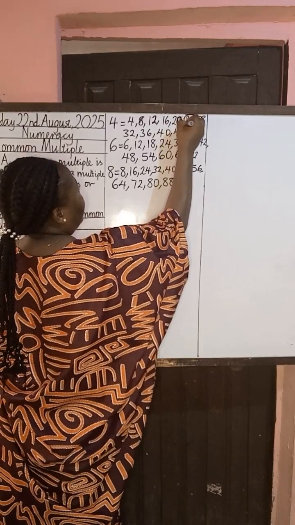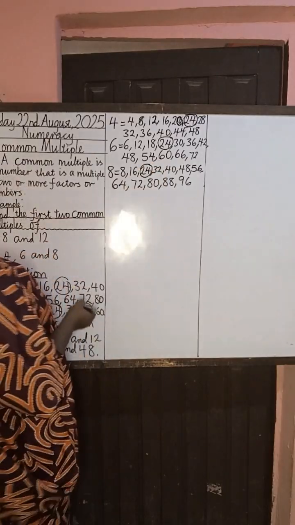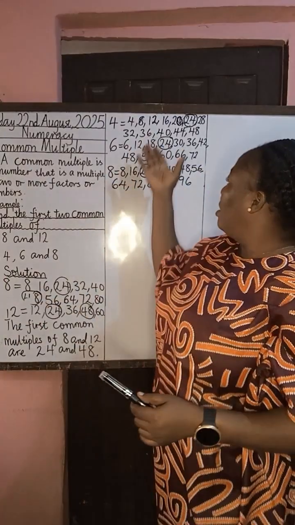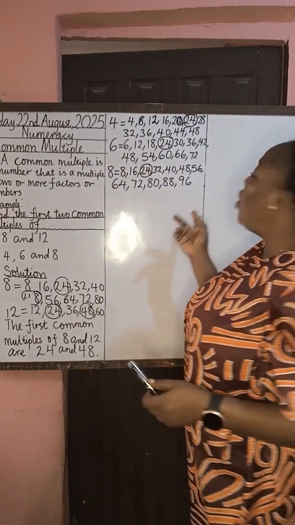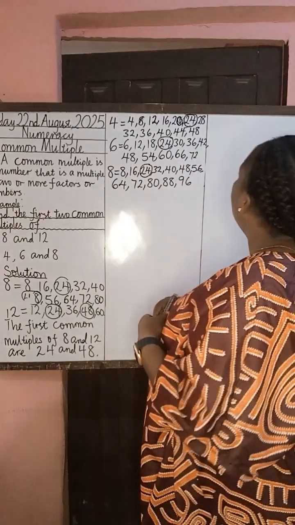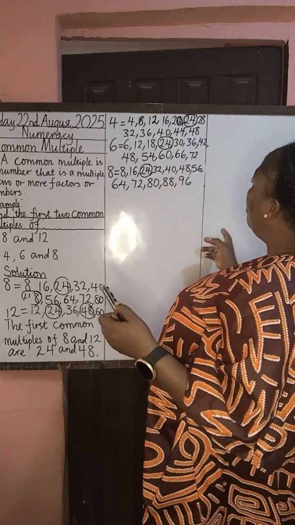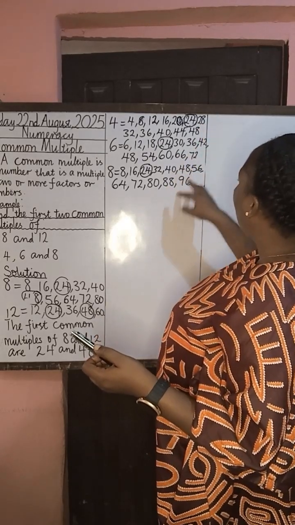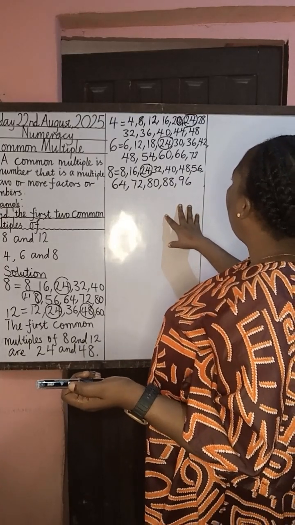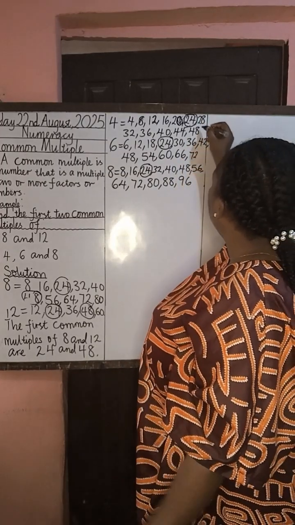We have 24 here, 24 here, and 24 here. That is our first common multiple that we have gotten from the 3 numbers. Next, 28, no. We have 36 here, but we don't have 36 here. There is 40 here, but there is no 40 here. So the next one should be 48.